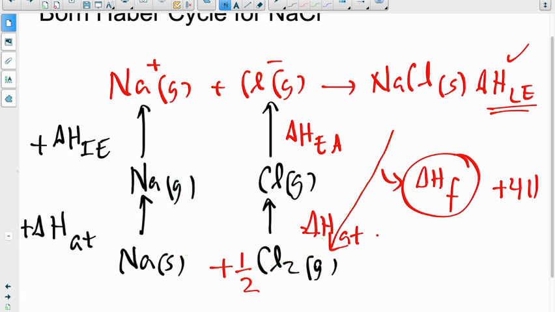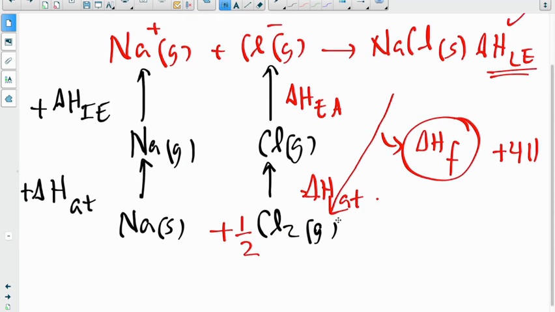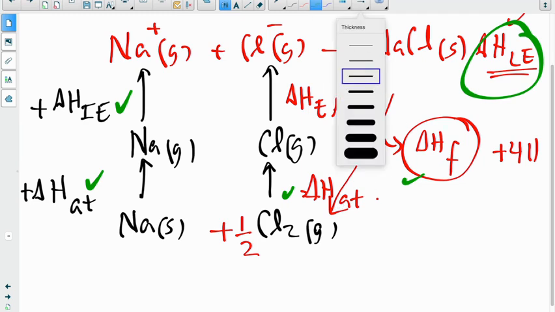So now, once I've created the cycle, once I flip this one here, how do I actually determine the lattice enthalpy? How do I calculate the value of it? Well, keep in mind that all of these enthalpy values here are actually listed in your data booklet. All 5 of these are listed there: enthalpy of atomization, first ionization energy, electron affinity, atomization of chlorine, enthalpy of formation of sodium chloride. They were all listed in your data booklet.